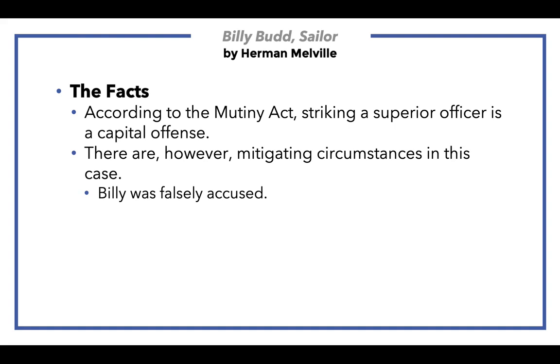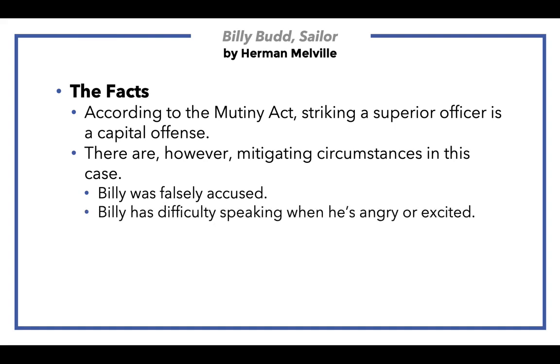So Billy had been falsely accused. No one really thinks that Billy was planning a mutiny. And Billy, they recognize, has difficulty speaking when he's angry or excited. So people think ordinarily Billy's not the kind of person to be violent, but he couldn't say anything in his defense and he was being falsely accused. So we can understand where he's coming from.